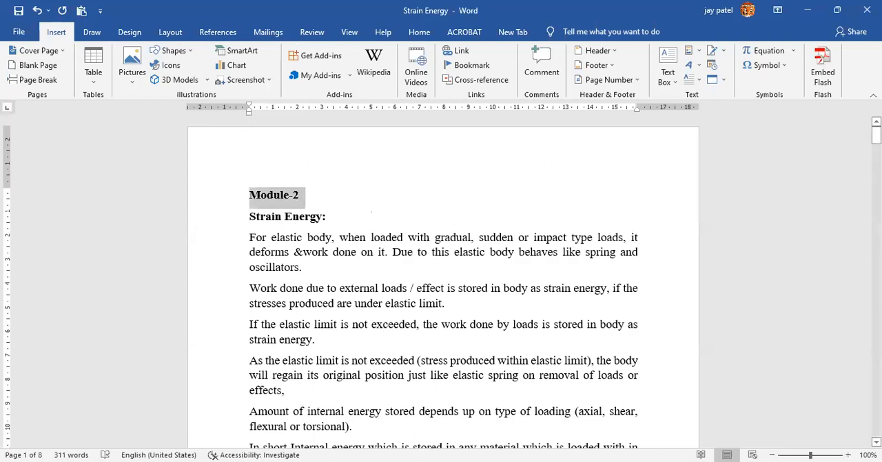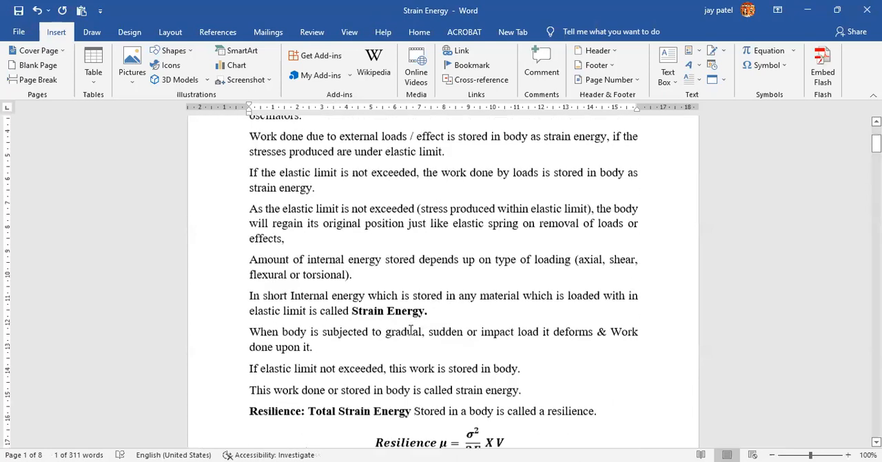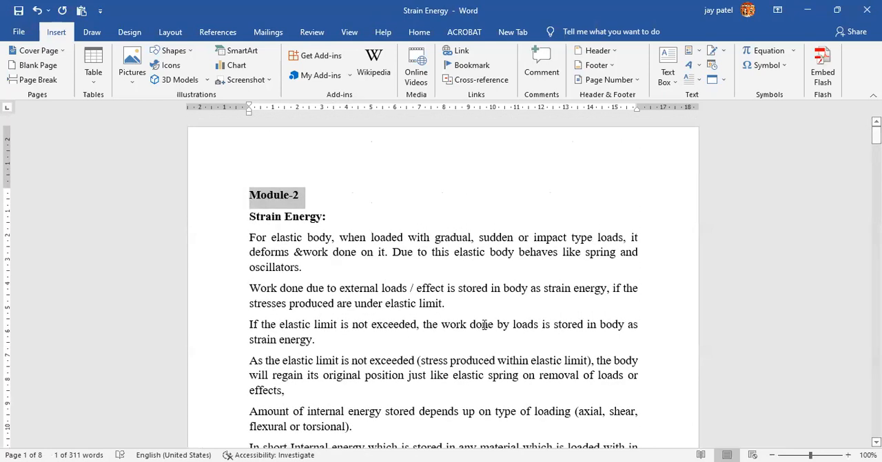Now, first of all, let me explain the concept of strain energy. First, a few things are theoretical. So what is strain energy? Just read the definition here. I have already written it here. For an elastic body, when load is applied gradually, suddenly, or as impact.